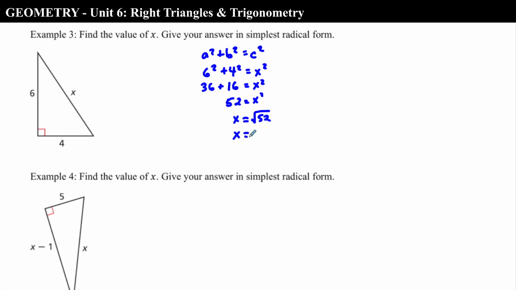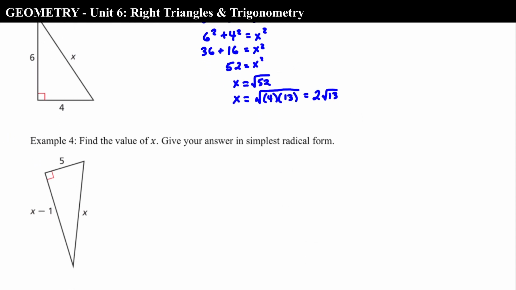So x is going to be, well, 4 will go evenly into 52. So we can divide this up into 4 times 13. And we can remove the 4 out, because the square root of 4 is 2. So we're left with 2 square root of 13. So that is the length of the hypotenuse, 2 square root of 13. And that is an exact answer, since we did not round a decimal.